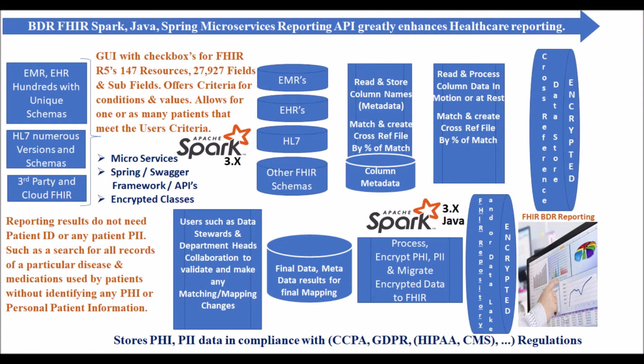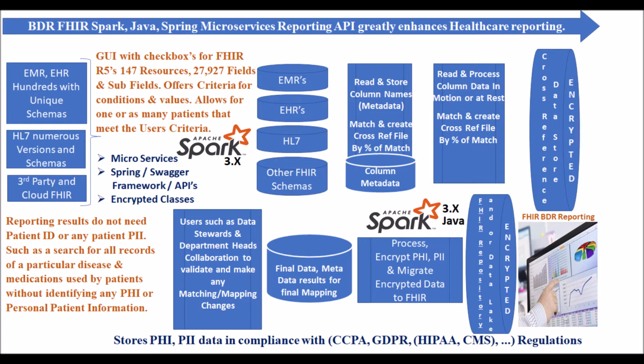BDR FHIR Spark, Java, Spring Microservices Reporting API greatly enhances healthcare reporting. GUI with checkboxes for FHIR R5's 147 resources, 27,927 fields and subfields. Offers criteria for conditions and values. Allows for one or as many patients that meet the user's criteria.